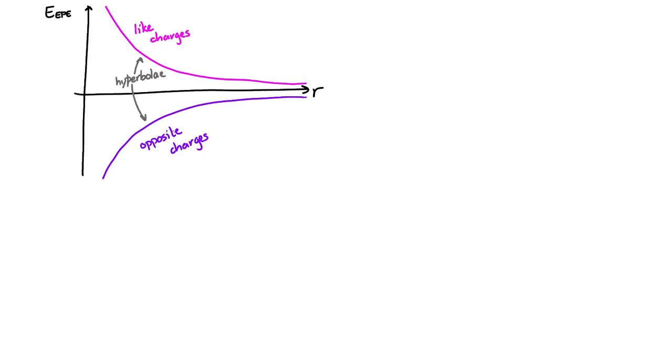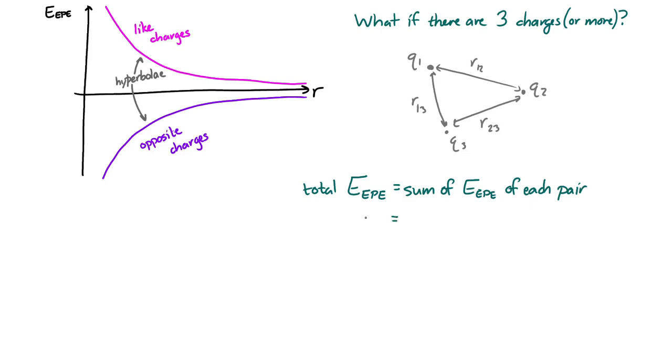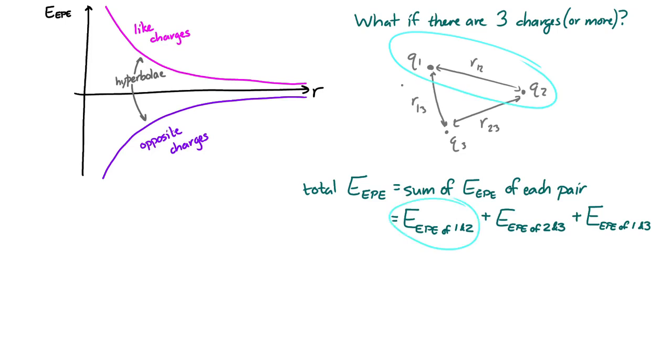Now, what if you have more than two charges? What if you have three charges, q1, q2, q3, separated by these distances? Well, just like with gravitation, the electric potential energy is equal to the sum of the electric potential energy of each pair. So it's equal to the electric potential energy associated with charges 1 and 2, plus the electric potential energy associated with charges 2 and 3, plus the electric potential energy of charges 1 and 3 together.